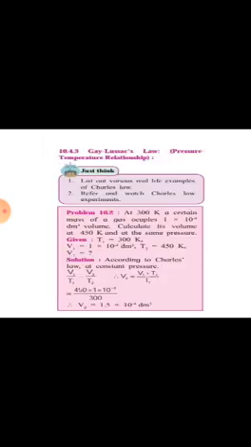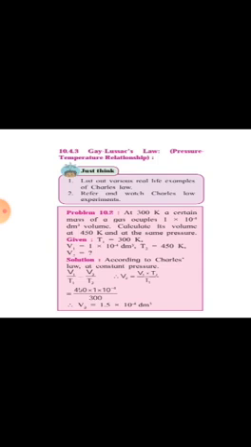This is the mathematical expression of Charles' law, which is stated as: at constant pressure, the volume of a fixed mass of gas is directly proportional to its temperature in Kelvin. The law can be illustrated diagrammatically also. Gay-Lussac's law, pressure-temperature relationship. So first we will solve one problem on Charles' law.